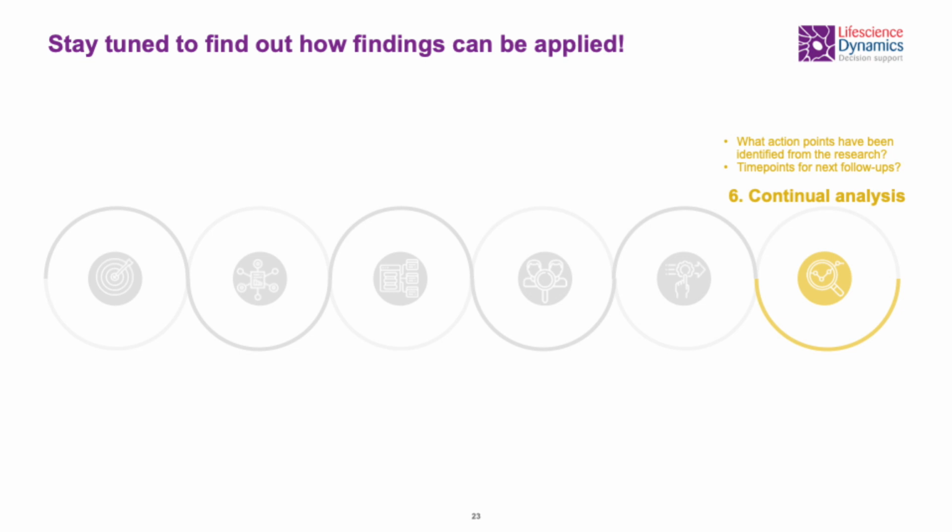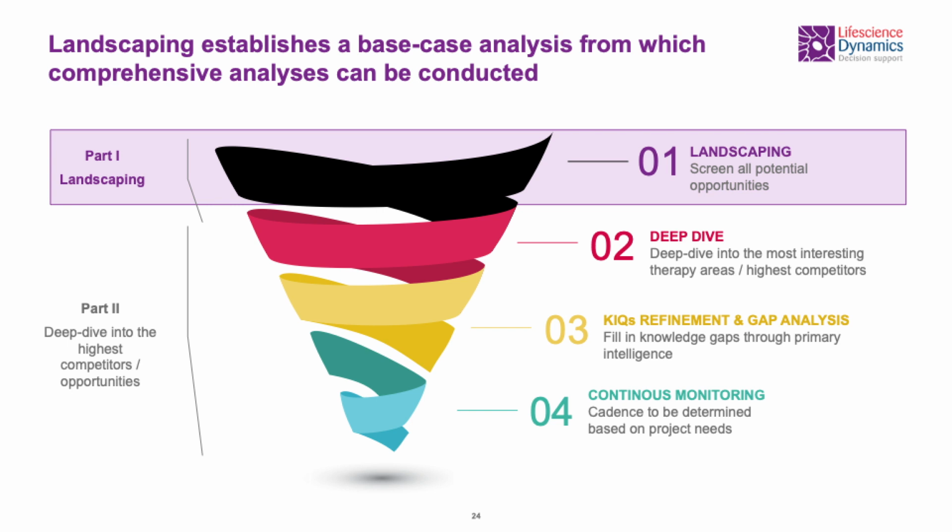And the final one is continual analysis. Landscaping is sometimes almost just the first step of multiple other CI activities that we can conduct. This can then lead to a deeper dive. For instance, if you're doing a landscape analysis for a BD opportunity, this could lead to a deeper dive on the specific assets to conduct due diligence to see if this is actually an opportunity worth pursuing. It also leads to case refinement and gap analysis to see which gaps can potentially be filled through primary intelligence, and ultimately should also lead to continuous monitoring.